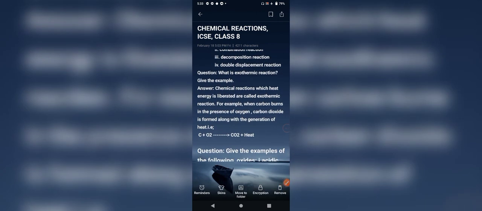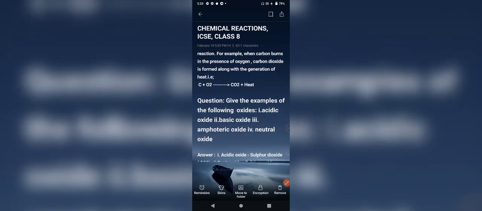Next part, what is an exothermic reaction? Give an example. Chemical reactions in which heat energy is liberated are called exothermic reactions, that is, the temperature increases in the reaction. For example, when carbon burns in the presence of oxygen, carbon dioxide is formed along with the generation of heat, that is C plus O2 equals carbon dioxide and heat.